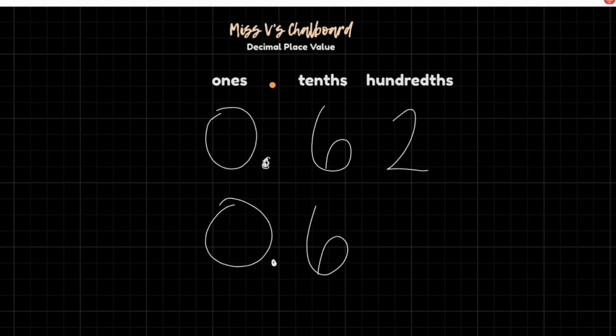Now, if I have this number, I could read this as 0 and 6 tenths because it ends in the tenths place, or I could read it as 6 tenths.